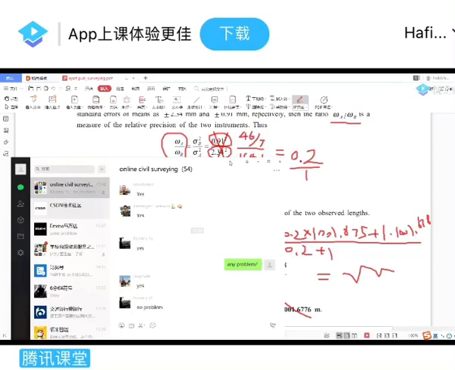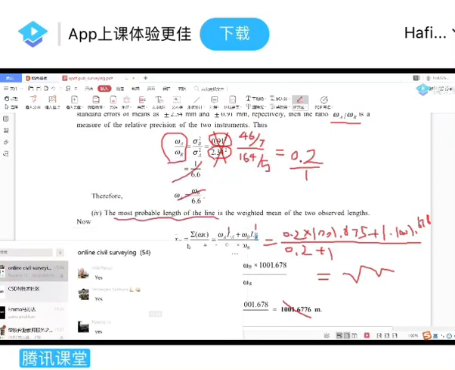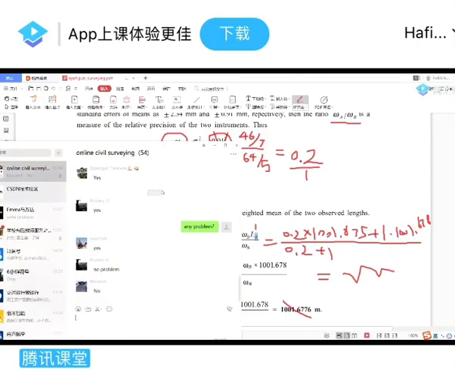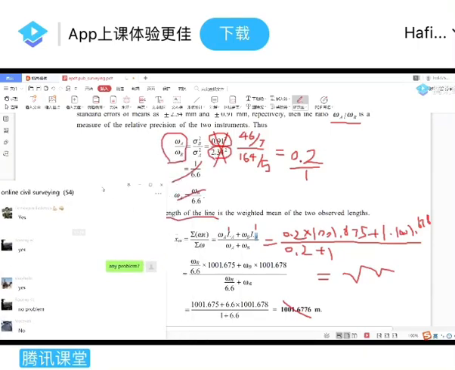No problem. 1 divided by 6. If you use the author's 1 divided by 6.6, how much do you get? Let me see. 1 divided by 6.6. So it's 0.15. So there is a slight difference, not so much. 1 divided by 6.6 will become 0.15 something.